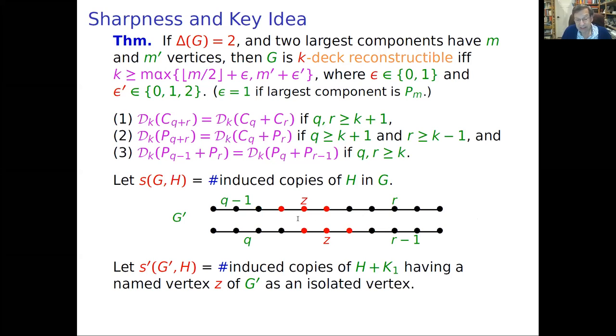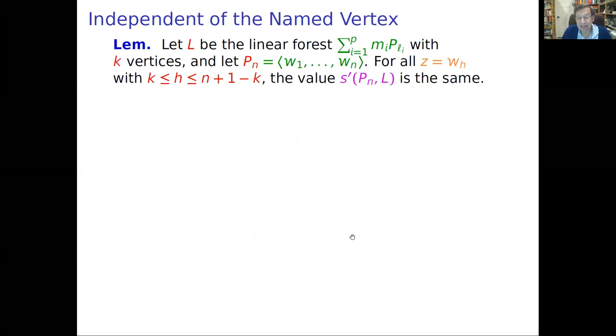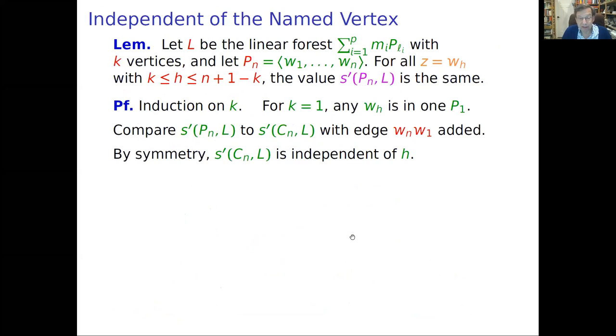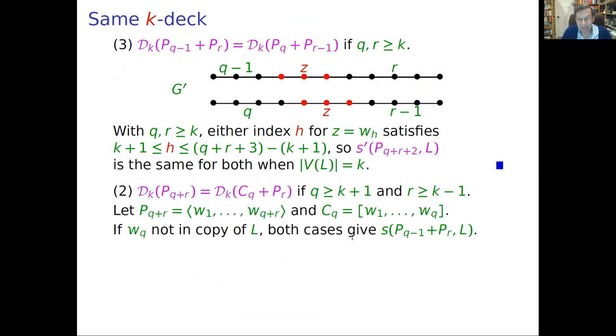So basically, the idea that we want is that if we look at a path, then the number of cards isomorphic to a particular subgraph that includes this vertex as an isolated vertex is not going to depend on where this special vertex is, as long as we keep it far enough from the ends. So that's the basic idea. There's an inductive proof about that, and I better not tell you that.